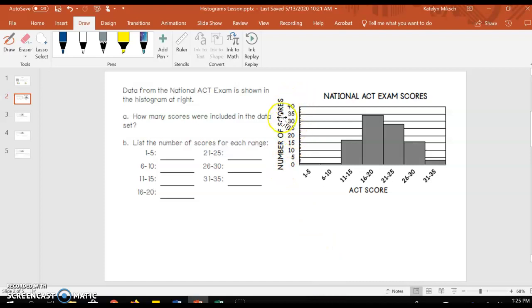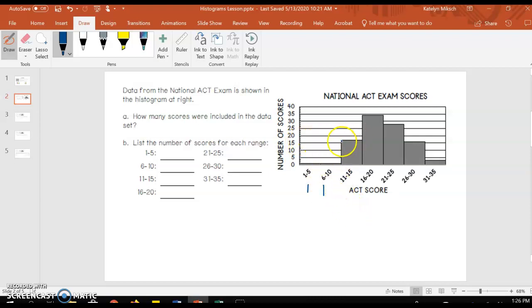If we look at what we have here, the number of scores are shown on the y-axis. And if we want to know how many scores were included in the data set, we are going to have to count up the scores for each bar. So if we look at the scores ranging from 1 to 5, that's really low. Hopefully those people just quit or something happened. It looks like there's 1 score in that range. Same thing for 6 to 10.